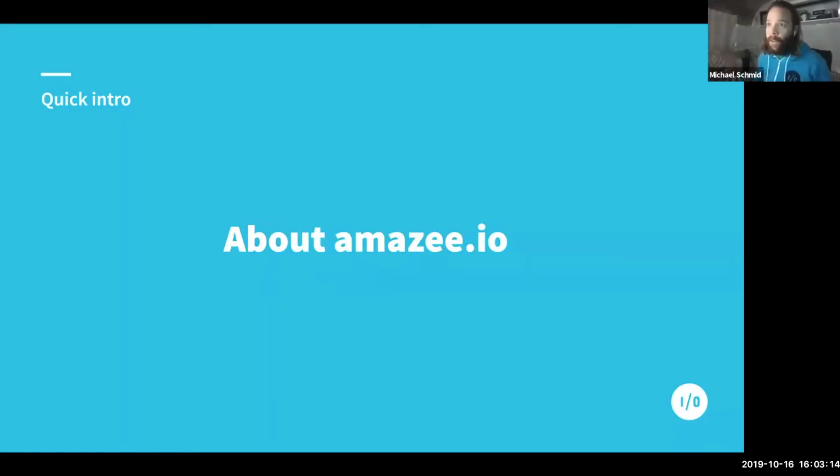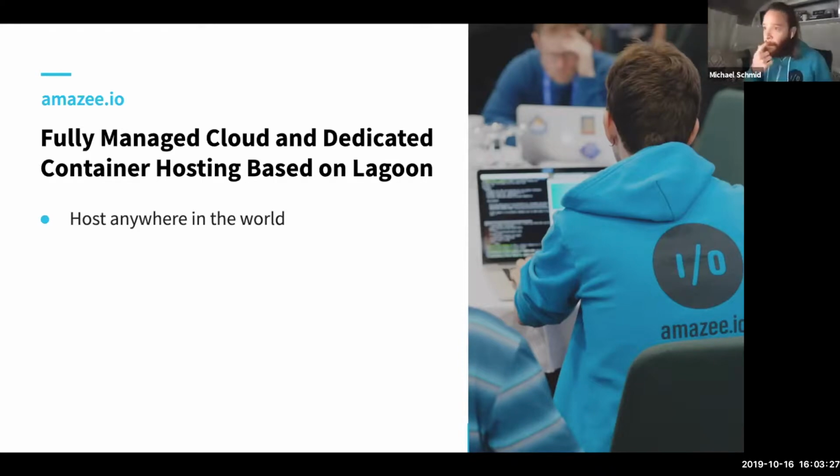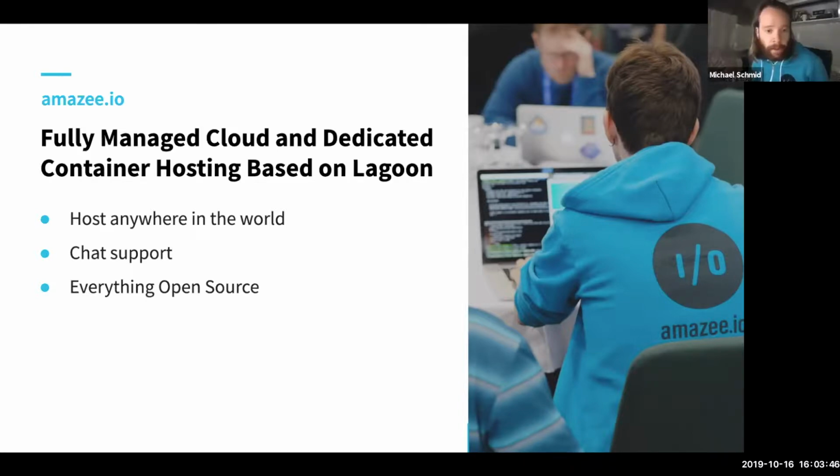But just a first short intro into who we are, what we do. So we are amazee.io. We are a fully managed cloud and dedicated container hosting company, and we're using Lagoon for that, and of course a lot of Kubernetes. We can host anywhere in the world. Kubernetes can run pretty much in any data center, so can we. We do support via chat, and everything we do is open source. Not only the tools we use, but also everything we build ourselves is open sourced on our GitHub, and we welcome everybody to look into it, find bugs, or send us improvements.